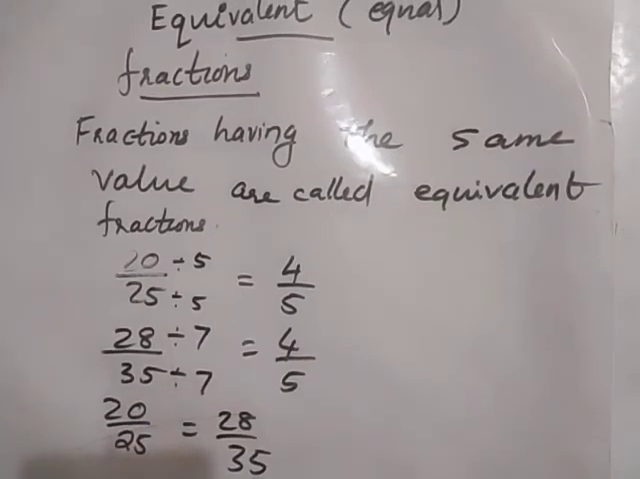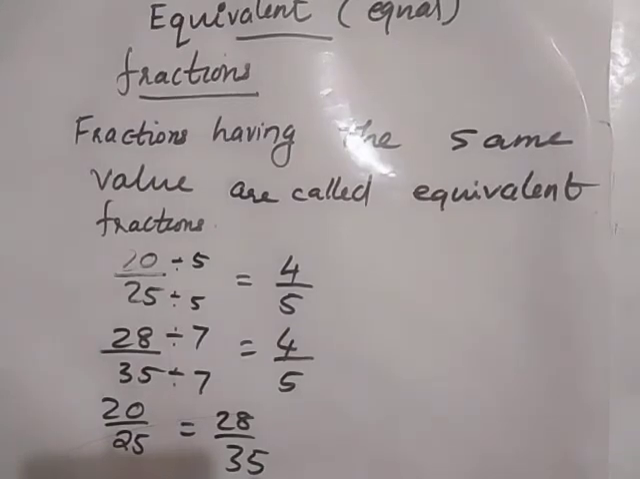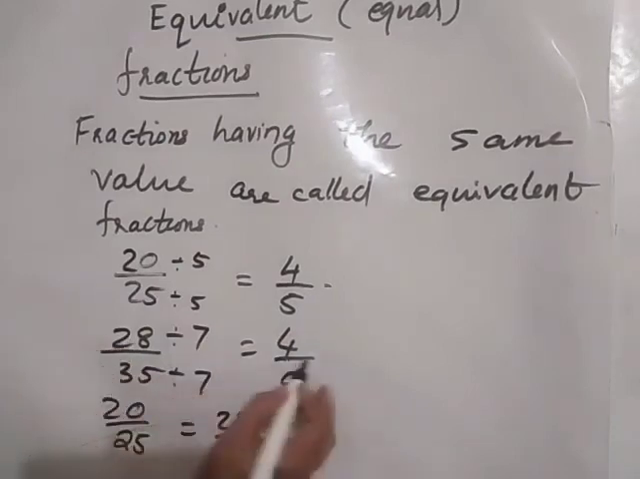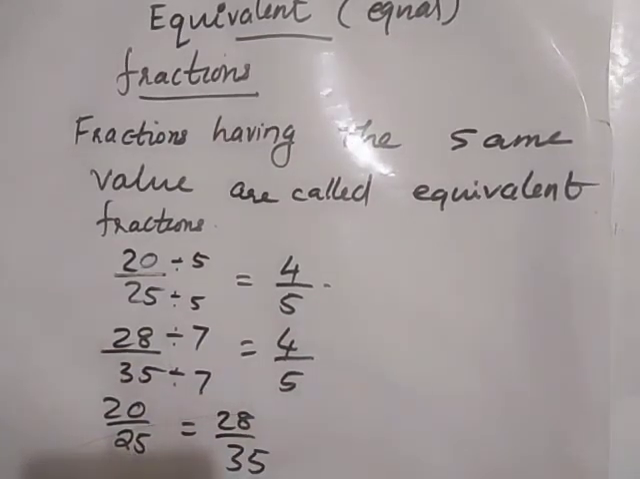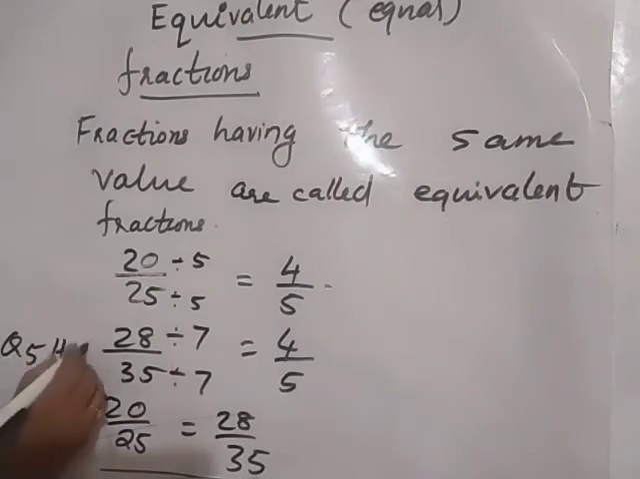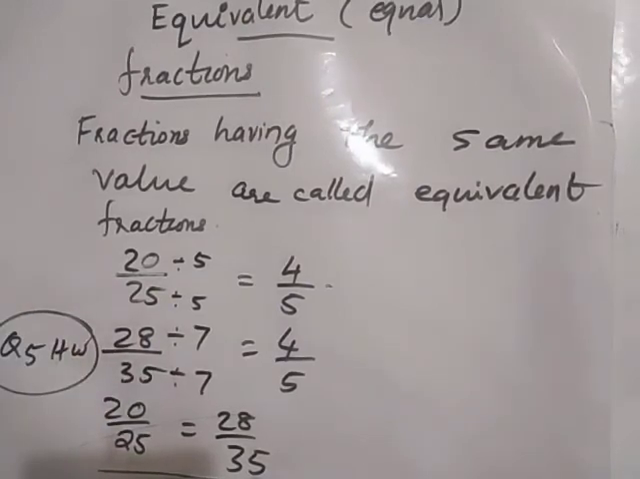Understood? We reduce it into lowest terms. If we get the same value, they are equivalent fractions. 20 by 25 gives 4 by 5. 28 by 35 gives 4 by 5. So these two are equivalent fractions. Understood? So do the same type. Fifth one, question 5, homework. State true or false is the question. So we can find first and second homework.